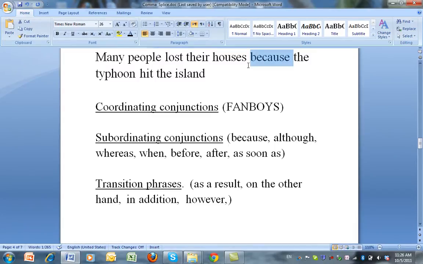No comma required. Many people lost their houses. The typhoon hit the island. This is just connecting them together, so no comma is necessary. But as soon as you take this and put it at the beginning of the sentence, and you say, because the typhoon hit the island, comma, many people lost their houses.